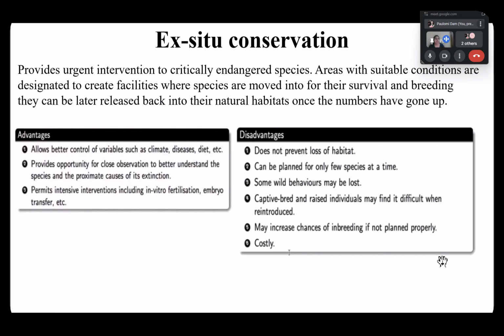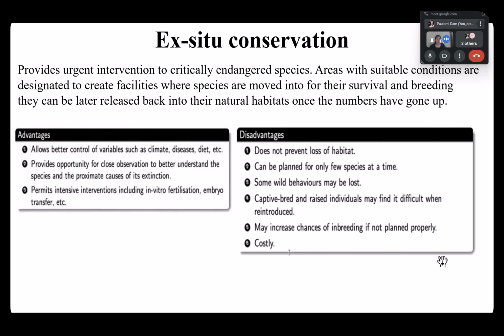What are the advantages you can think of? Of course, you have better control of everything you are trying to do here. You can control variables such as climate, there is no disease, what kind of food they are eating, and the timings they have for exposure to the outside. All these can be controlled. It provides opportunity for close observation for better understanding of the species and the proximate cause of its decline. And it permits intensive intervention, for example, in vitro fertilization and embryo transfer. So you are trying to conserve them, you're trying to preserve them.